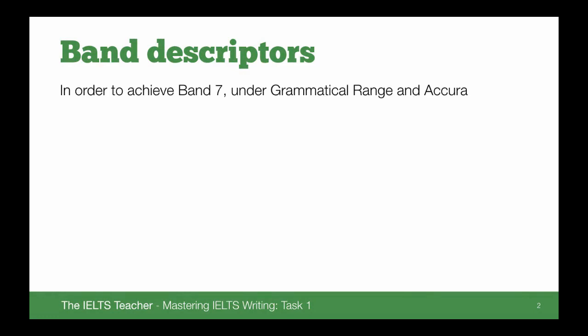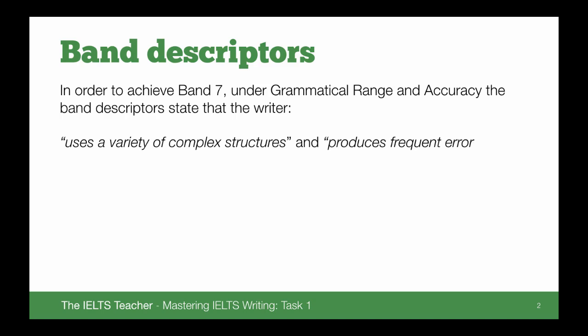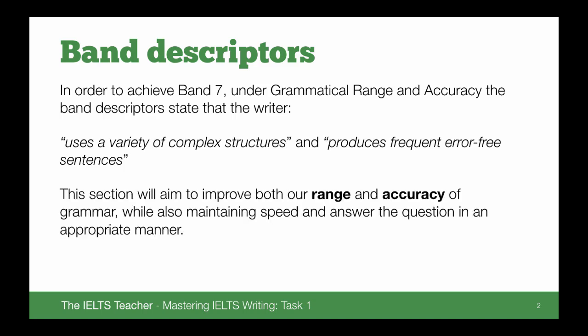If we return to the band descriptors, we can see that in order to achieve a band 7 under grammatical range and accuracy, the band descriptors state that the writer uses a variety of complex structures and produces frequent error-free sentences. So therefore, this section will aim to improve both our range, the variety aspect, and the accuracy, the error-free aspect of our grammar, while also maintaining speed and allowing us to answer the question in an appropriate manner.